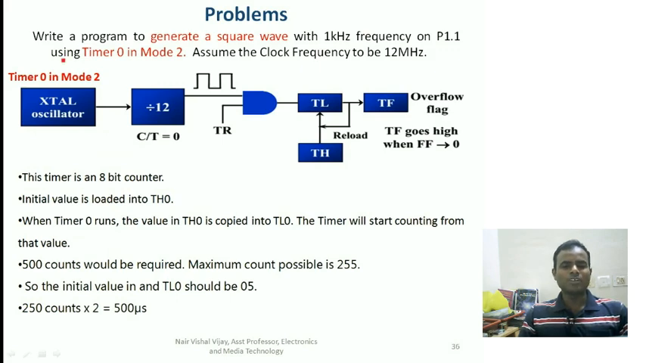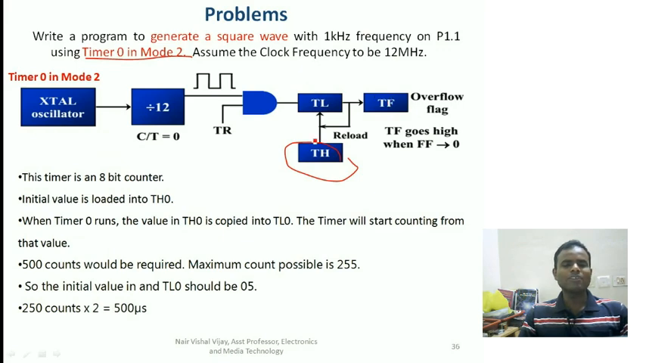Now mode 2 is an 8-bit auto reload mode. In 8-bit auto reload mode, as you know, there's a value that needs to be stored in TH, which will be copied into TL when the timer run bit is set. Whenever your timer runs from the initial value in TL and overflows from FF to 00, the TF flag is set. Whenever the TF flag is set, the TH value is again reloaded to TL, and this continues.